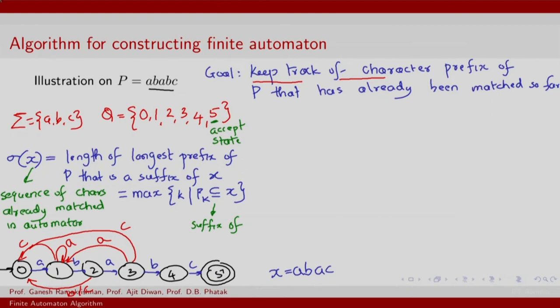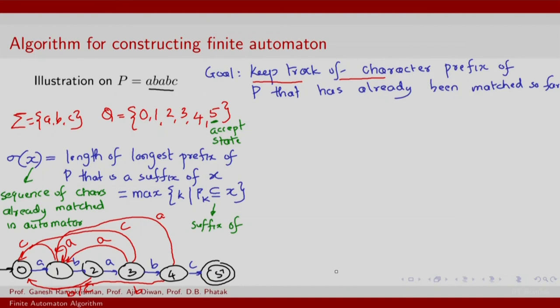We move on to state number 4 to complete the story now. What is the next possible character I see? A C will get me an accept, and for A, the length of the longest prefix of P that is a suffix of this new string is basically 1. So, again, this will take me back to state number 1. A B will take me back to state number 0, and a C will take me to the accept state. So, this is the story of this longest prefix P that is a suffix of X.